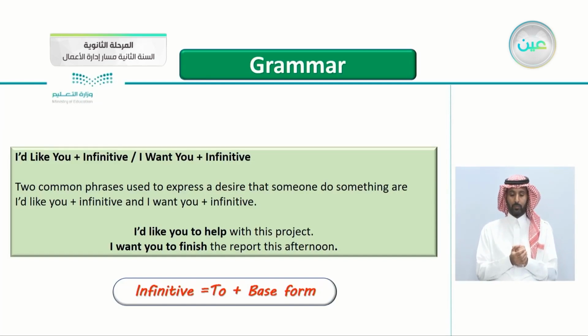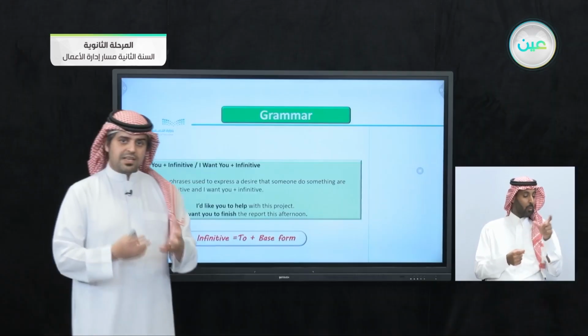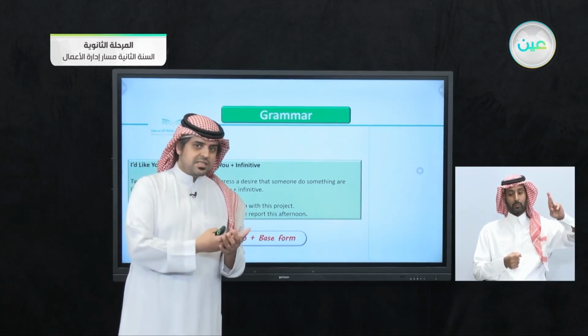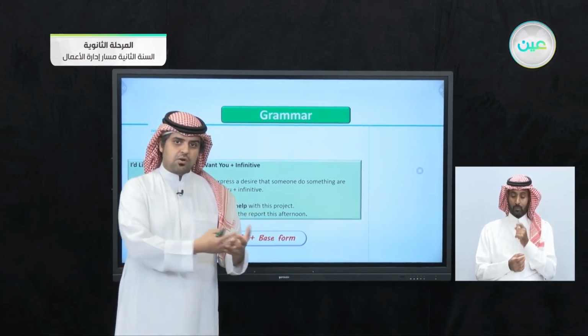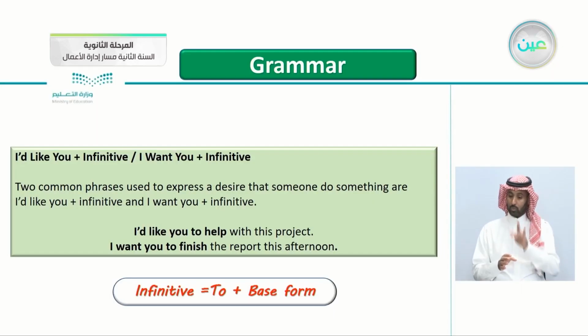So again, two common phrases used to express a desire that someone do something are I'd like you plus the infinitive, and I want you plus the infinitive. The key word here is desire. When you want someone to do something, you use these expressions. I'd like you to sit, or I want you to sit. For example, I'd like you to help with this project. Or you say, I want you to finish the report this afternoon.